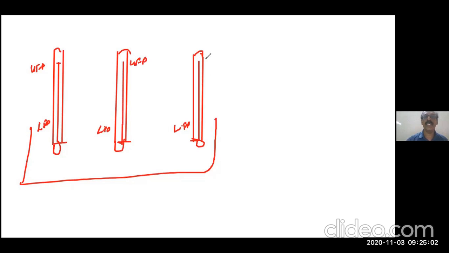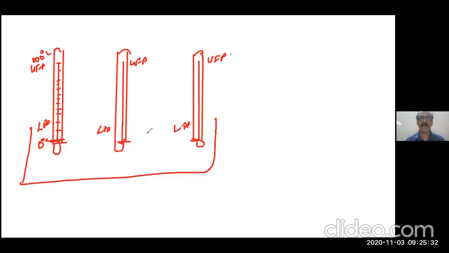Upper fixed point, upper fixed point. Now, there are 3 thermometers you have. One person approaching you wants to calibrate it in terms of Celsius. So first, this lower fixed point, you will mark it as 0 degrees Celsius. Upper fixed point, you will mark it as 100 degrees Celsius. And you will divide 100 divisions in between, 1 division, 1 degree.